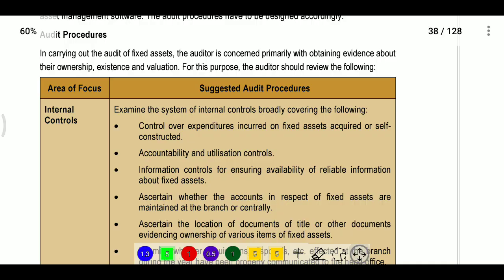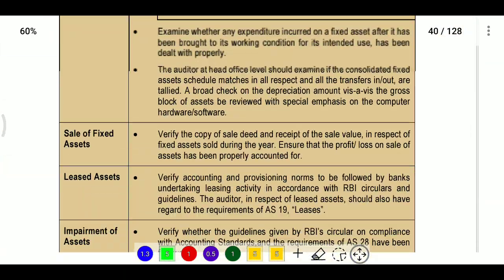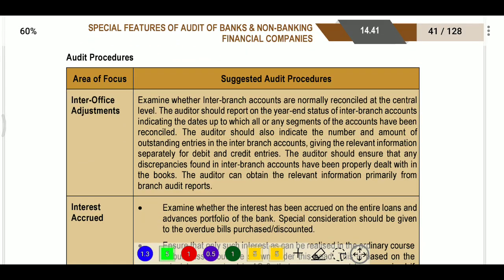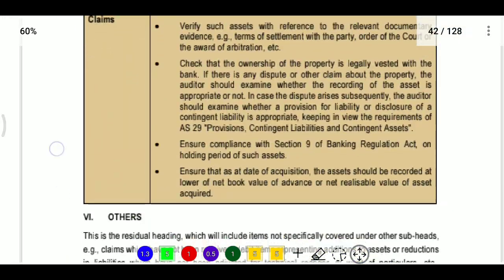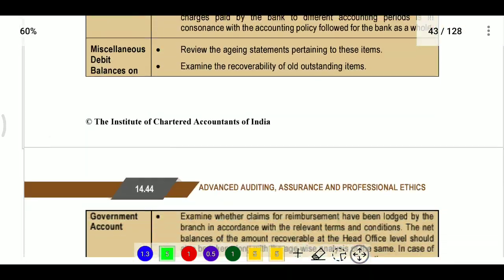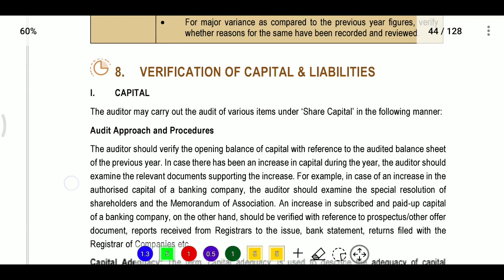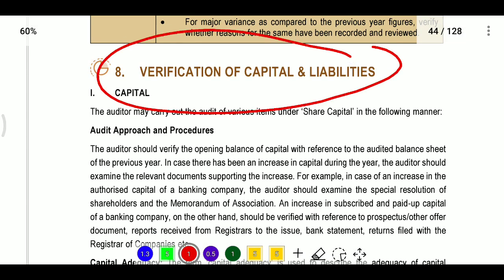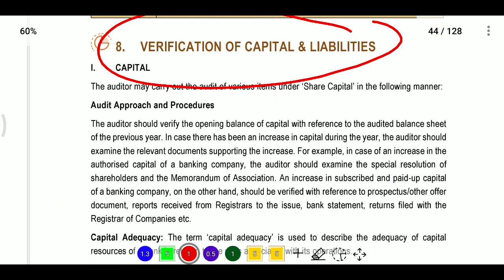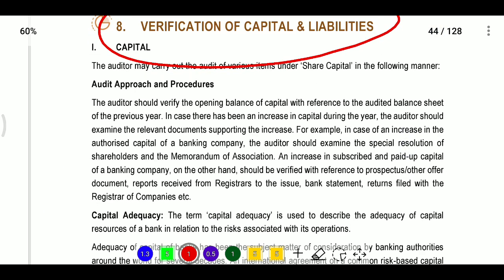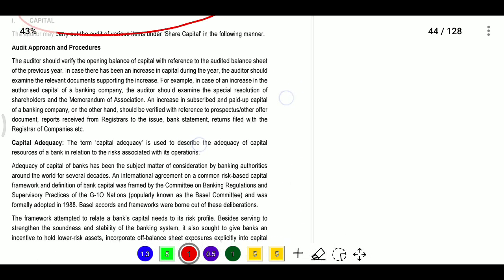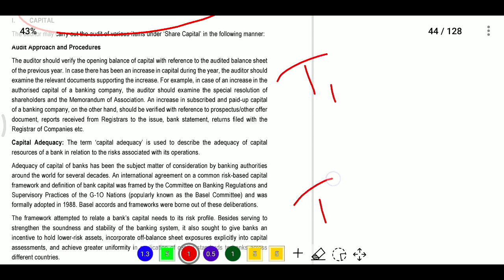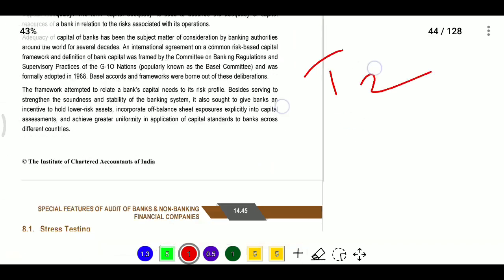Verification: another main area relates to capital and liabilities. Capital and liabilities, others, non-banking, these are all not so important. The other topic where it is important is verification of capital and liabilities. Here, capital has tier 1 and tier 2; the capital is divided into two tiers, tier 1 and tier 2, for capital adequacy.